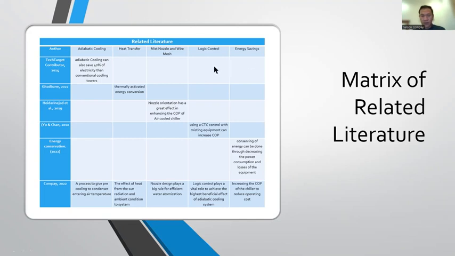For the logic control, the logic control plays a vital role to achieve the highest beneficial effects of an adiabatic cooling system. One of these is by integrating a condensing temperature control or CTC control with misting equipment to increase the COP of the chiller. Lastly, the energy savings. So increasing the COP of the chiller to reduce operating costs means conserving energy by decreasing the power consumption and losses of the equipment.